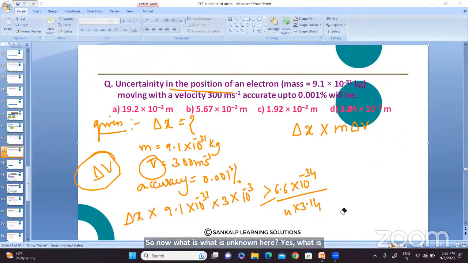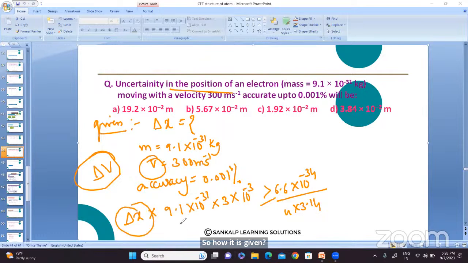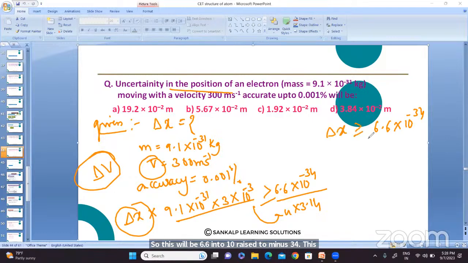So how are we going to do it now? Keep delta x here and transfer these two things to the other side. So delta x is greater or equal to 6.6 into 10 raised to minus 34, divided by 9.1 into 10 raised to minus 31 into 3 into 10 raised to minus 3, into 4 into 3.14.